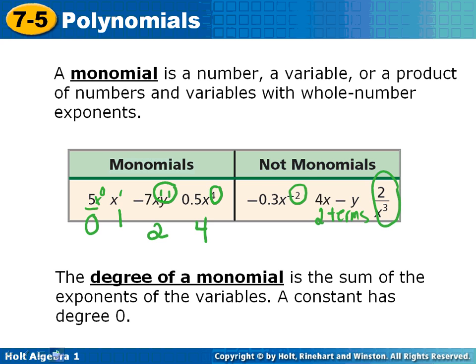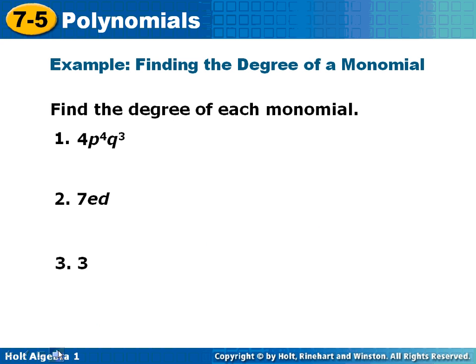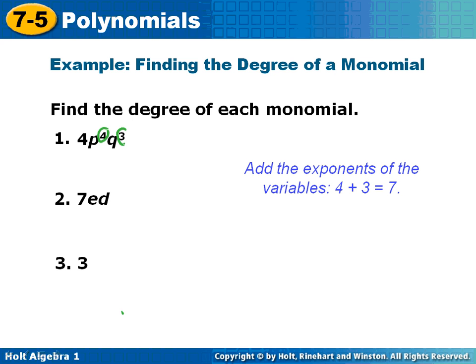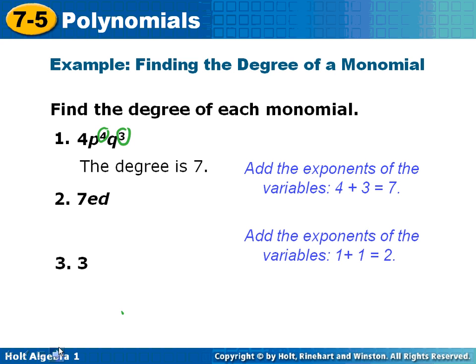All right, let's try a few of these. Okay, we have quite a few problems to write down, but they're pretty short when you work them. We have to find the degree of each monomial. Well, the degree, first of all, we have to add the exponents, which is the 4 and the 3 is 7. So the degree of this first problem is 7. What do you think about the second one? The e is to the first power. The d is to the first power. That makes a 2. So the degree is 2.